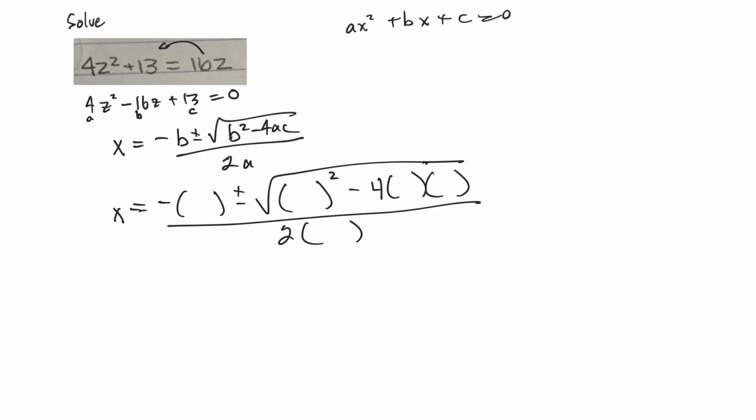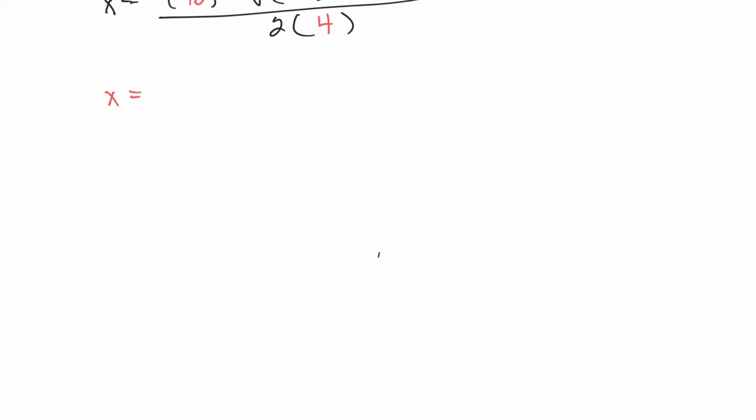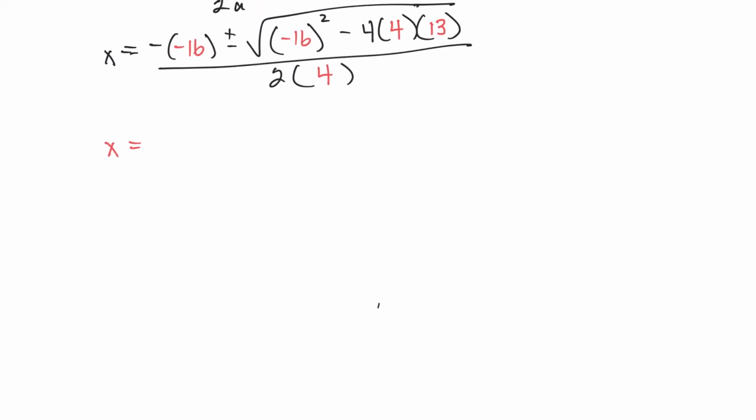So b is a negative 16, a is a 4, and c is a 13. And then 2 times a again is a 4. So x is equal to, whoops, probably can't see that now. There. x is equal to a positive 16 plus or minus the square root. Negative 16 squared will be a positive 256 minus 4 times 4 is 16, and 16 times 13.